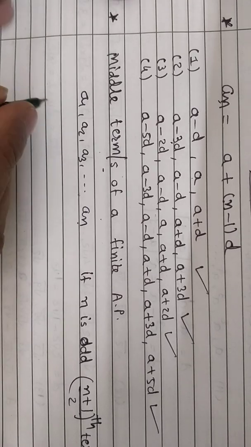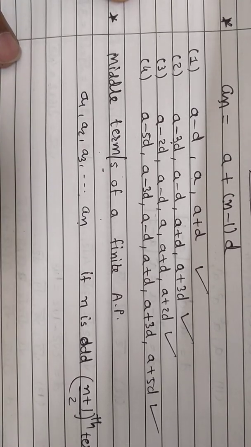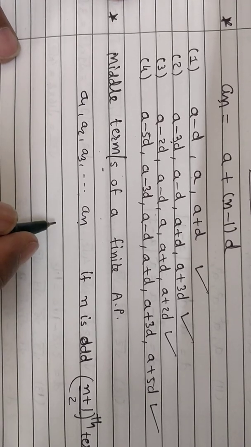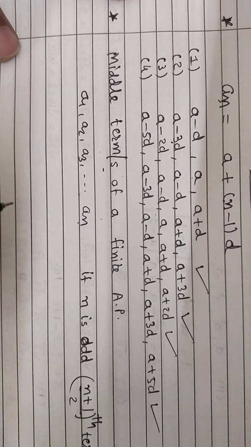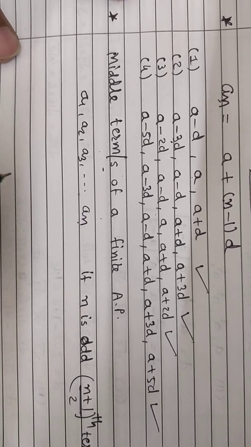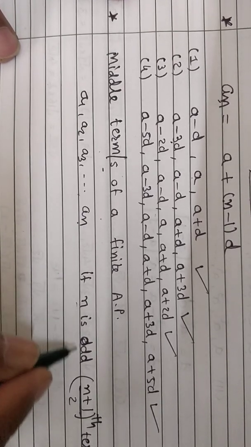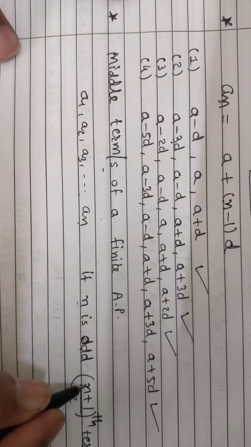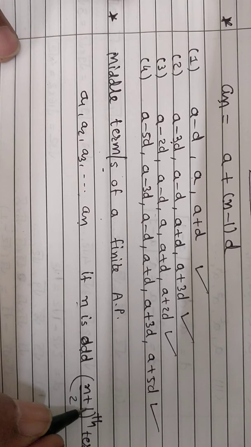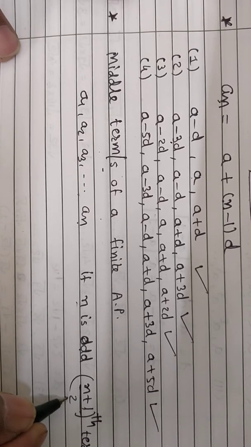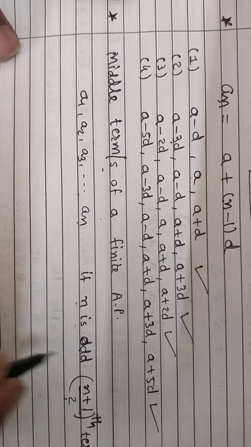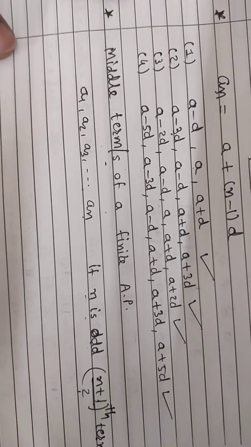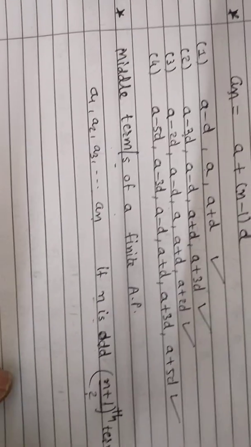For example, suppose 7 terms are given in a question. Here the number of terms is 7, which is odd. So the value of n is 7. So 7 plus 1 is 8, 8 divided by 2 is 4. That means the fourth term is the middle term.